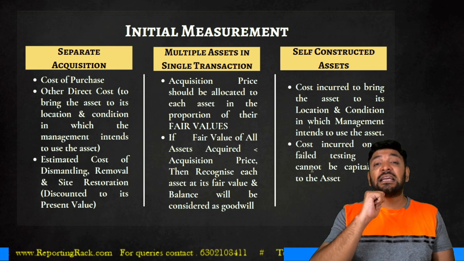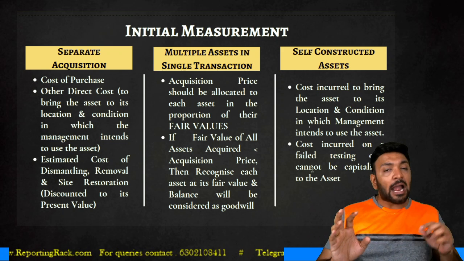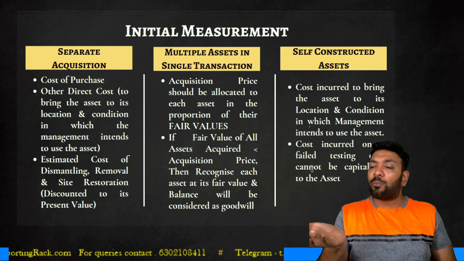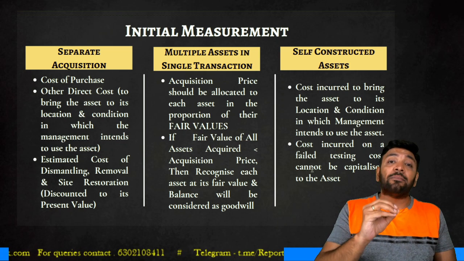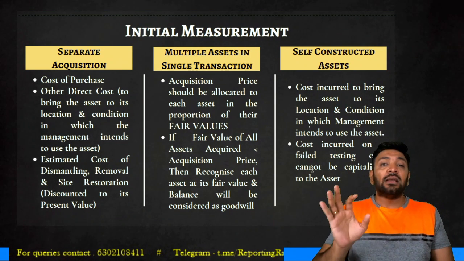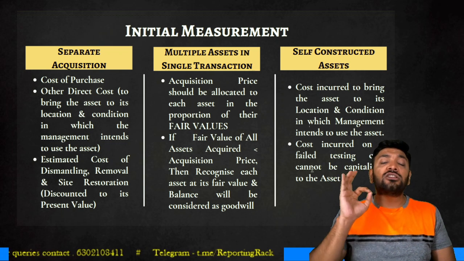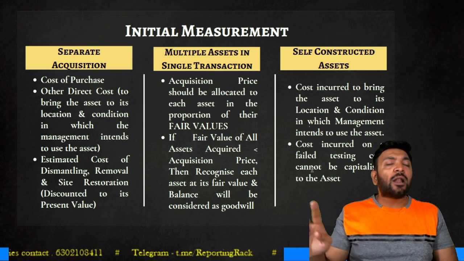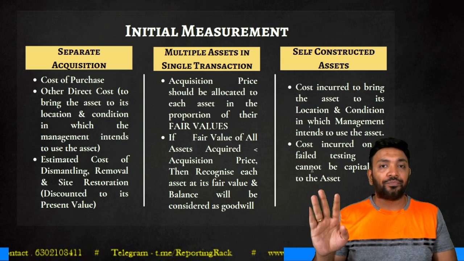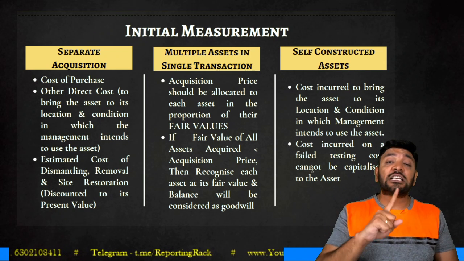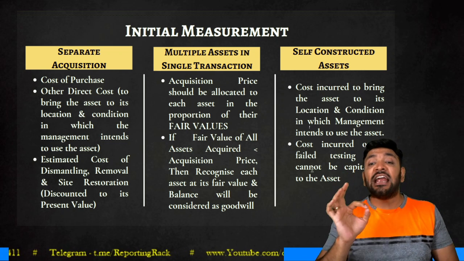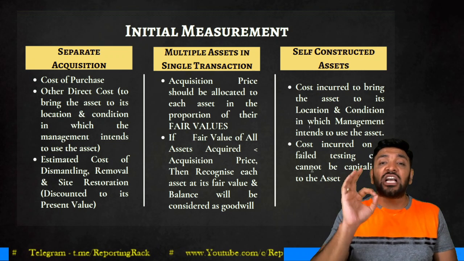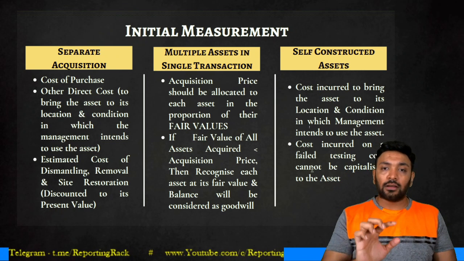But if the testing is failed, I put in some raw material, I got an output, but this output is not the desired output. That means my commissioning or testing failed. In such cases, the cost of the failed testing should not be included in the cost of the asset. Clear? Only successful testing cost should be included in the cost of the asset. Failed testing cost should be charged to P&L. Clear?